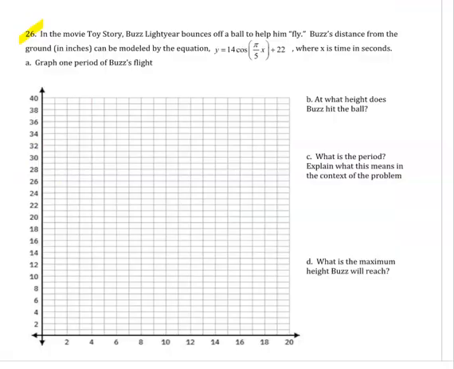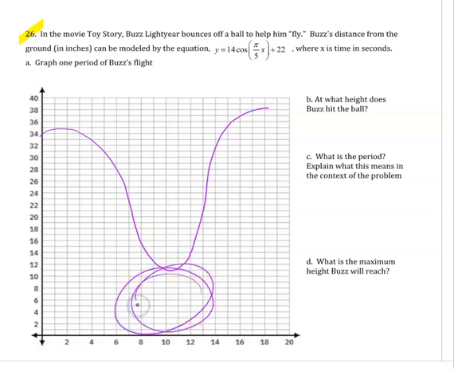All right, so in the movie Toy Story, Buzz Lightyear bounces off a ball to help him fly, and the distance from the ground in inches can be modeled by this equation, where x is the time in seconds. We're going to graph 1 period of Buzz's flight. So if you remember in the movie, he stands on like a bookshelf, and he kind of jumps off and bounces back up. The ball's like here, let's say, and that's what's helping him fly, okay?